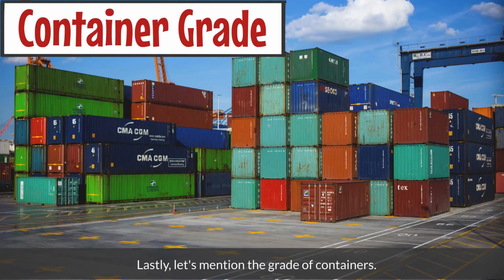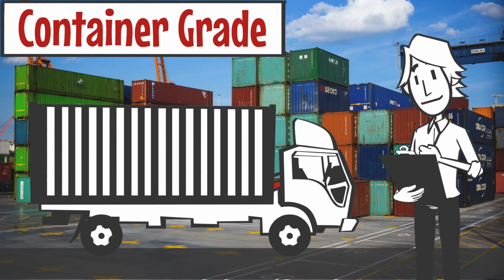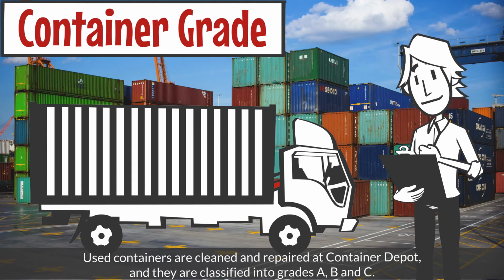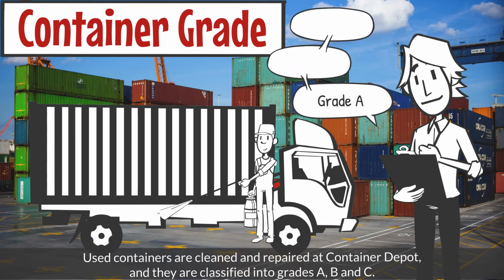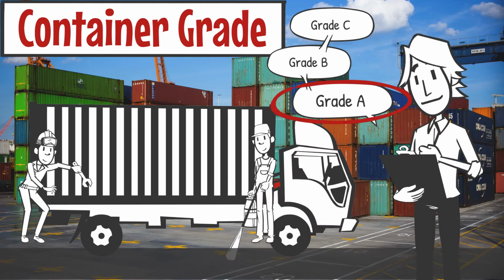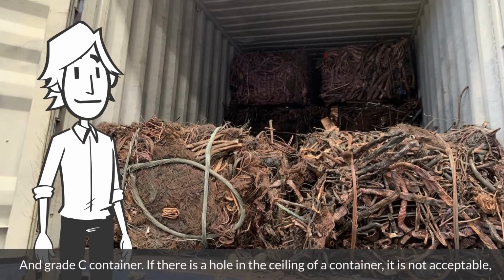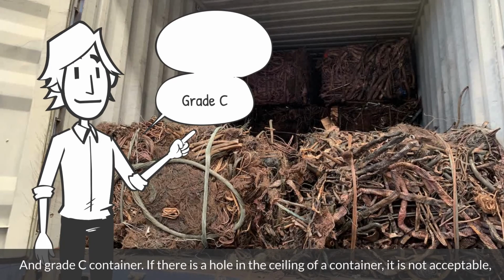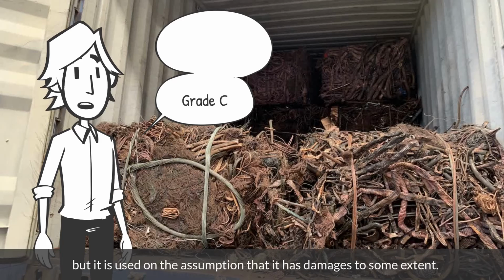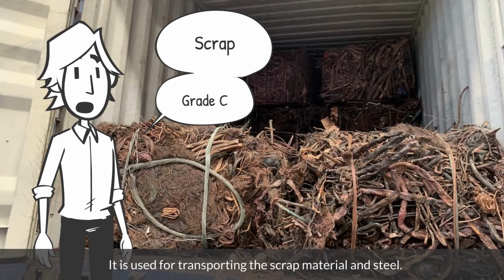Lastly, let's mention the grade of containers. The quality of containers will change depending on the type of the cargoes. Used containers are cleaned and repaired at a container depot, and they are classified into grades A, B and C. For example, if it transports hygiene products such as food or medicine, the container grade must be A. A grade A container is in good condition with no major scratches, no peeling floors, and no smell. And grade C container. If there is a hole in the ceiling of a container, it is not acceptable, but it is used on the assumption that it has damages to some extent. It is used for transporting scrap material and steel.